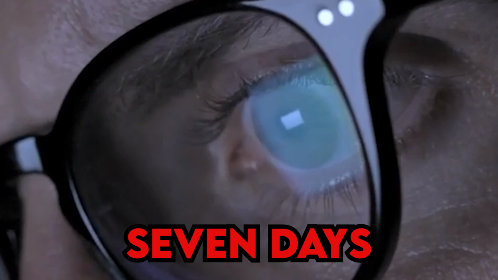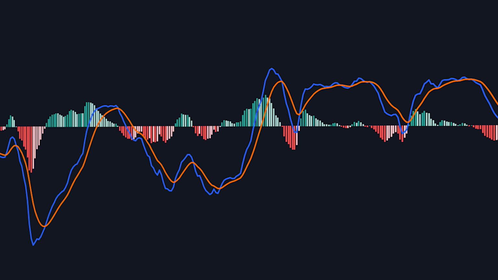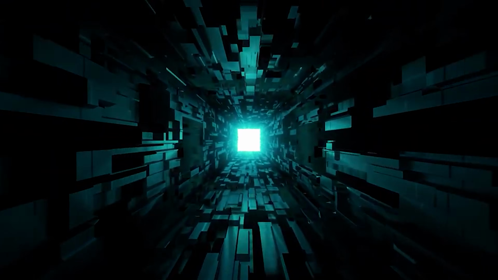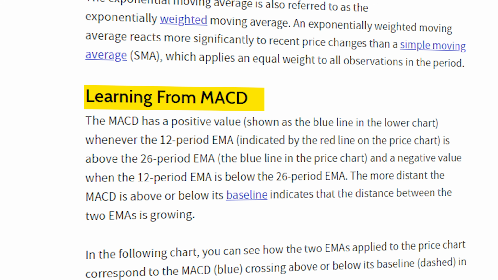I studied for the past 7 days researching everything there is to know about the MACD, one of the most installed indicators of all time. Sure, I knew a lot about this indicator already, but did I really know it to its full potential? I wanted to go as deep down the rabbit hole as possible and find every trick, tip, or as much information as I could about this specific indicator.